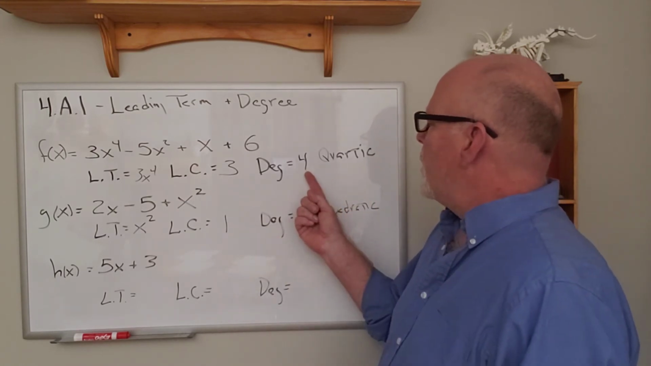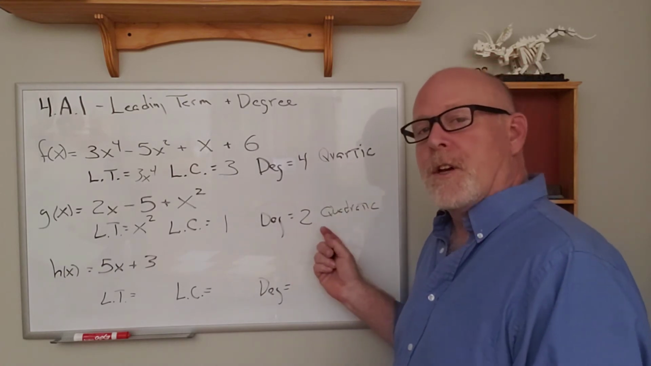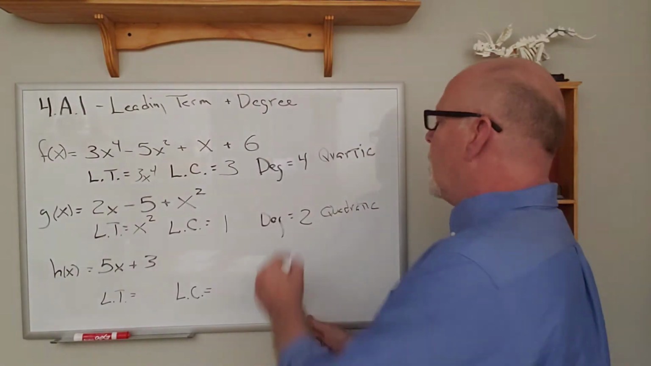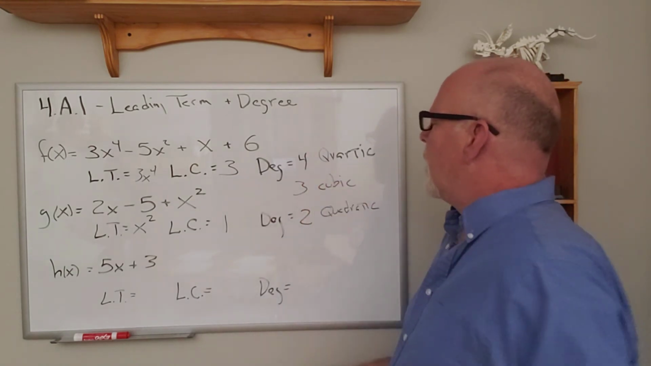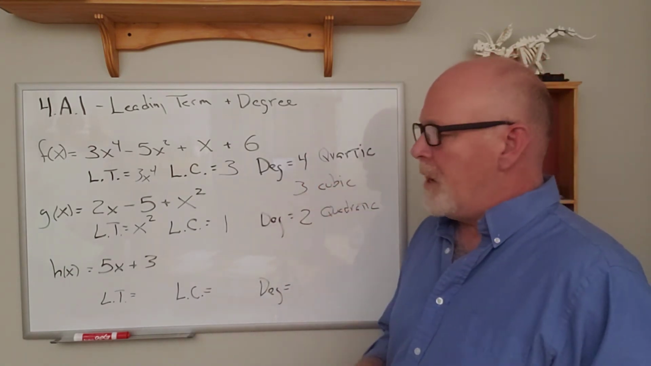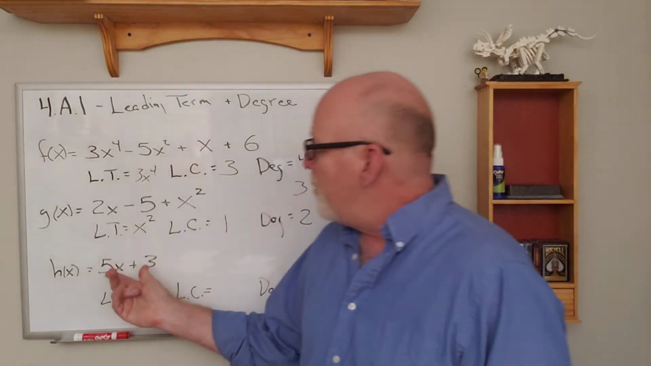Right? 4th degree is a quartic. 2nd degree is a quadratic. We dealt with those in the last chapter. A 3rd degree would be a cubic. We don't have one here on the board, but if the degree is 3, that would be a cubic. And this we dealt with back in chapter 1.